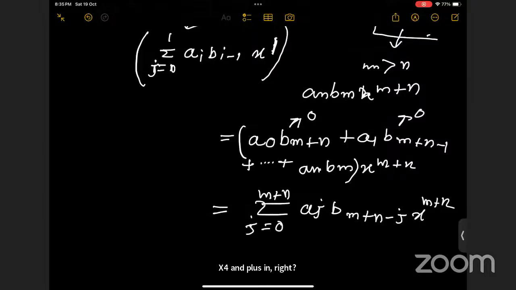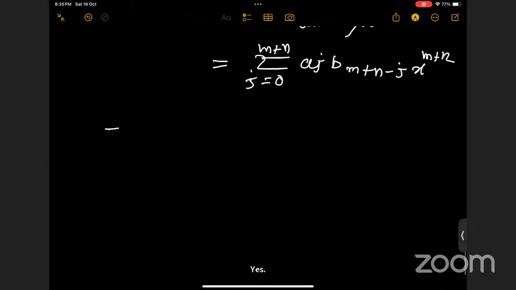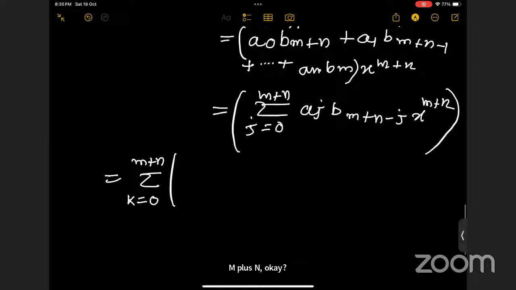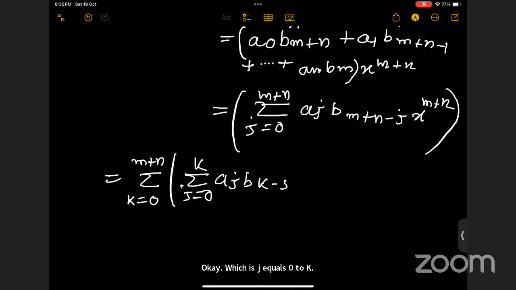Yes, ma'am. Clear? So up to that, it is clear. Now, if we use another variable k, and k varies from 0 to m plus n, then we will write these terms: the sum from j equals 0 to k of a_j b_(k minus j) x to the power k. So this is the multiplication. This is a shorter notation for the multiplication of these two polynomials. If any of you are facing any doubt, you can ask.